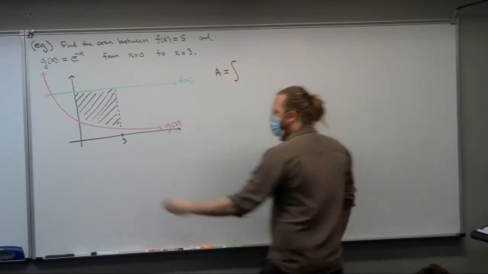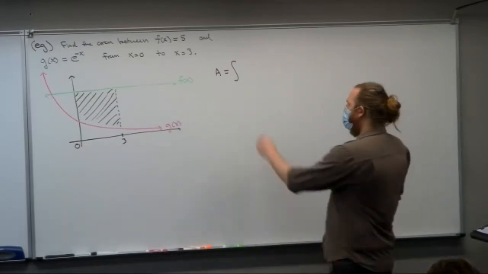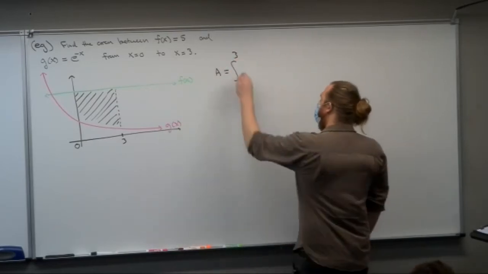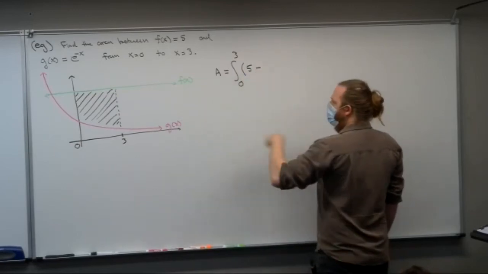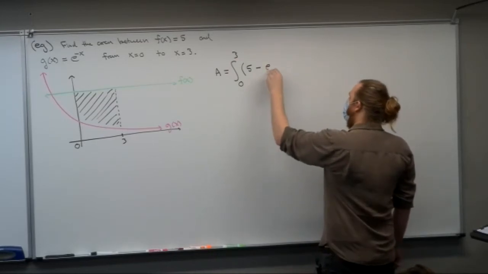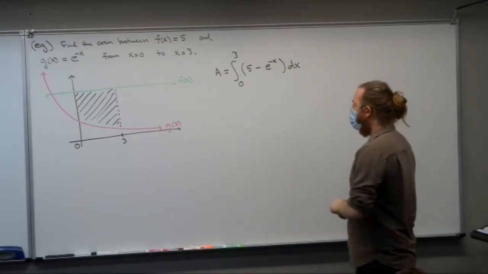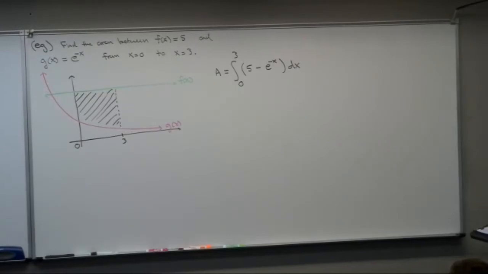This would be the integral from the leftmost x value in our region, which is 0, up to the rightmost x value in our region, which is 3, of the upper function f of x, which is 5, minus the lower function g of x, which is e to the negative x, dx. And we talked a little bit about u sub last time. Part of this integral does require a small u sub. So who can tell me how to solve it?